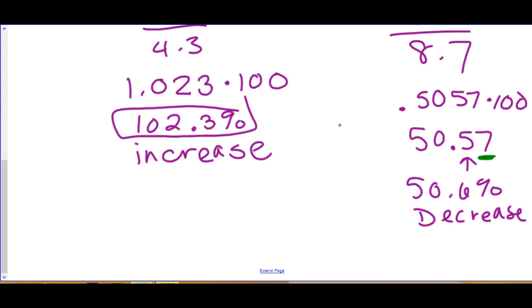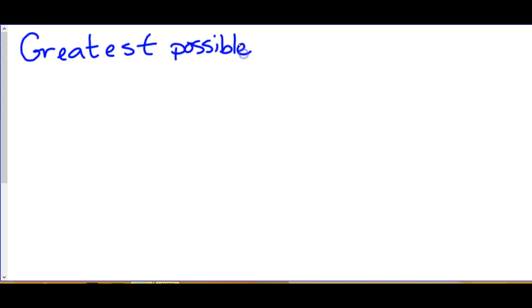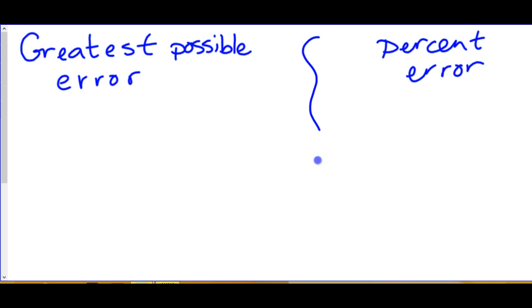So second, they talk about greatest possible error of a measurement, or percent error of a measurement. I'm going to do those side by side again. So greatest possible error and percent error of a measurement. Both of these are for a measurement.